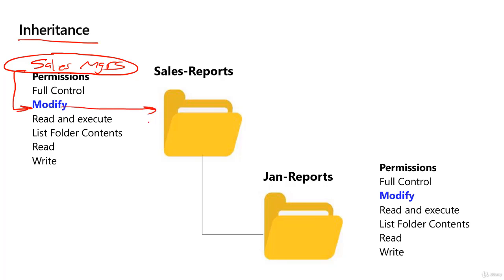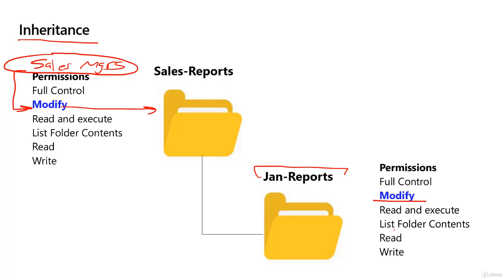My challenge is I have thousands of reports that are generated every year. Inside of the sales reports, I want some way to structure those. So I decide I'm going to break it down based on each month of the year. So I have this Jan reports folder that contains all the sales reports from January. Well, when I create this subfolder, because inheritance is enabled by default, the sales managers automatically are assigned the allow modify. It inherits down to this folder.